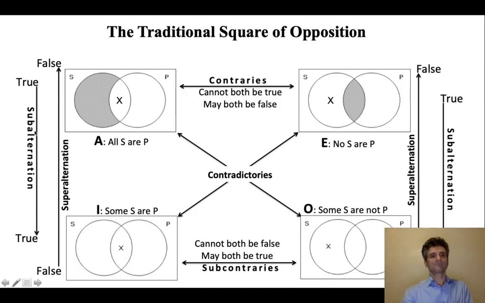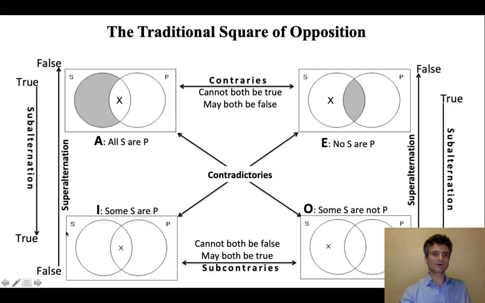Then you have, as I just explained, subalternation. So by subalternation, if I start with a true universal, this implies, by logical necessity, that the particular must be true. So as I said, truth goes down. It never comes up. So if I start with a true I, I cannot infer anything about A. Same goes on the other side.